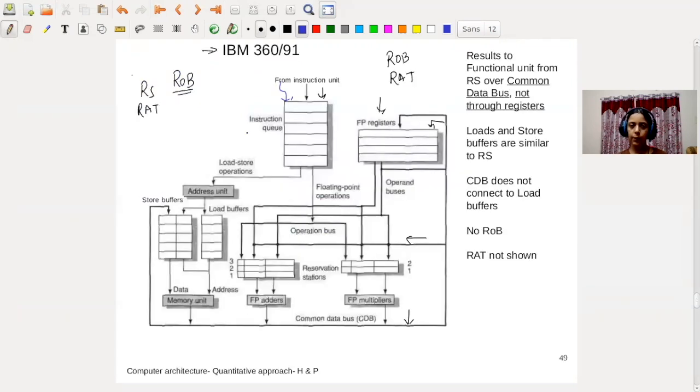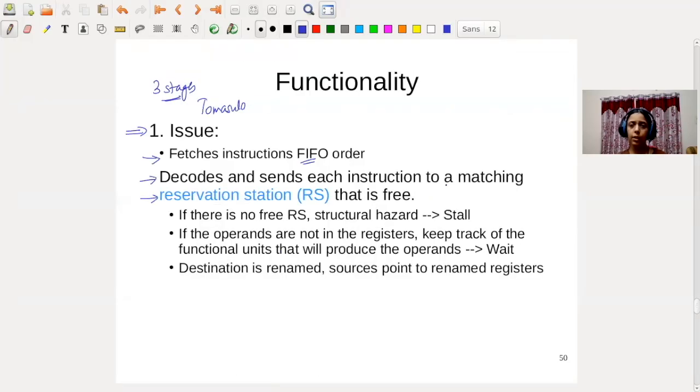They're also decoded. So as part of this decode, they're next sent to a reservation station which is free. So if we go back to the previous slide, we have two sets of reservation stations here, one corresponding to add and one set corresponding to multiply. So as and when you get the instructions, if you find a free reservation station, you send the instruction to that particular reservation station. So that is part of the decode step. If there is no free reservation station, it is a structural hazard because the other instructions are using it, therefore we stall. If the operands are not available in the registers yet, it means that it is basically a data hazard, and therefore we are going to wait till the operands are available.